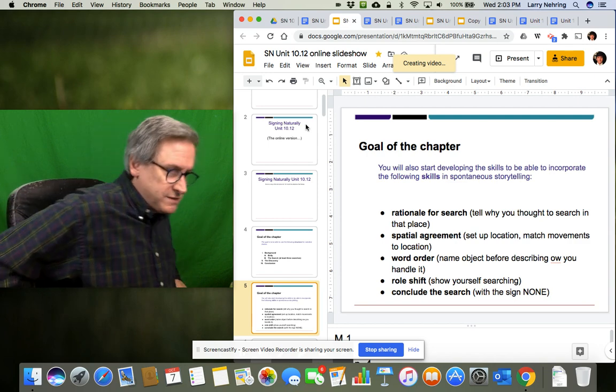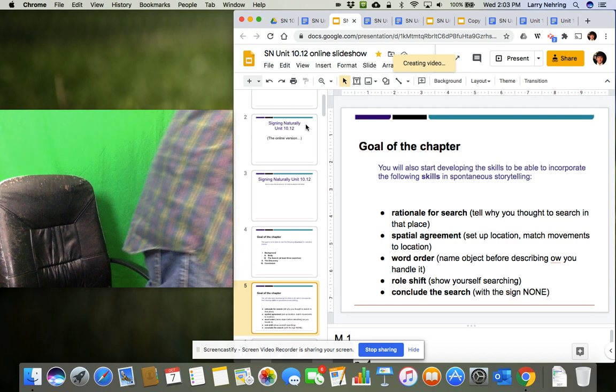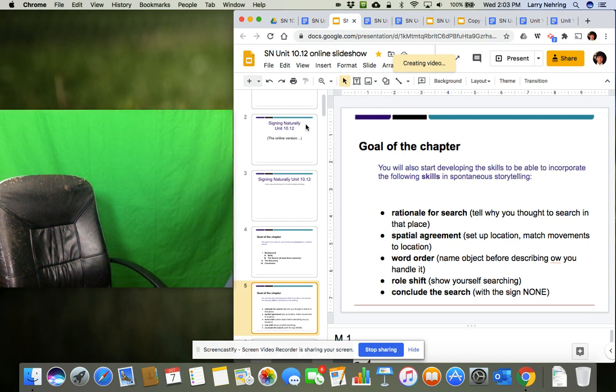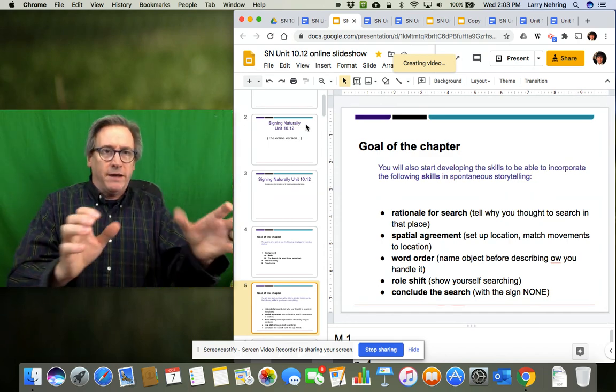I need to move something because I am in darkness on this side. Okay. Having trouble seeing that. Okay, that's better. Sorry.